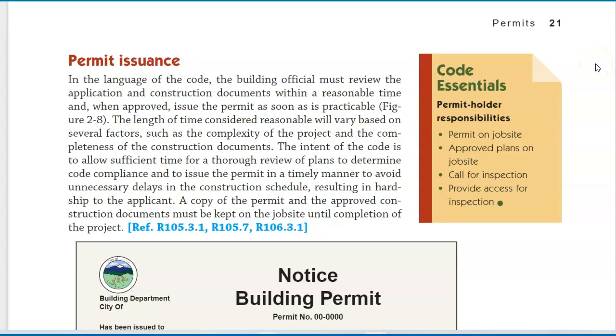Permit issuance. In the language of the code, the building official must review the application and construction documents within a reasonable time and, when approved, issue the permit as soon as is practicable. Figure 2-8. The length of time considered reasonable will vary based on several factors, such as the complexity of the project and the completeness of the construction documents. The intent of the code is to allow sufficient time for a thorough review of plans to determine code compliance and to issue the permit in a timely manner to avoid unnecessary delays in the construction schedule, resulting in hardship to the applicant. A copy of the permit and the approved construction documents must be kept on the job site until completion of the project.